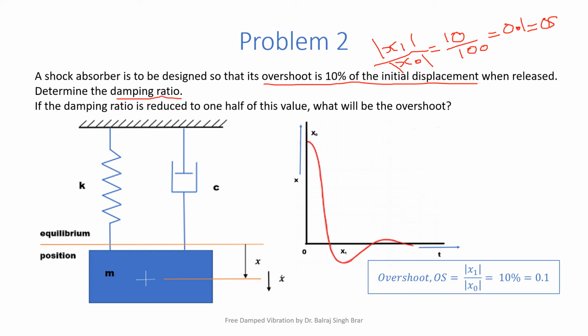Then in the second part, we will be reducing the damping ratio to 1/2 of this value, and again determine the overshoot, which will be the second overshoot. So when we are reducing the zeta value, the overshoot should increase. But let us find out what zeta is, and whether it is an underdamped system or not. For this system, overshoot is given to be 0.1, and we solve it. Overshoot is x1 modulus to x0, which is 10%, or 0.1.